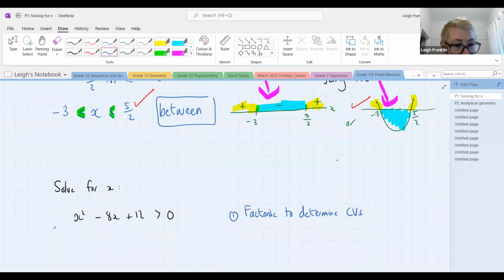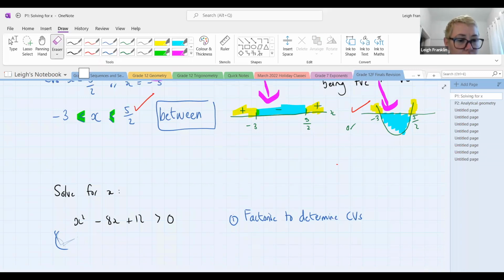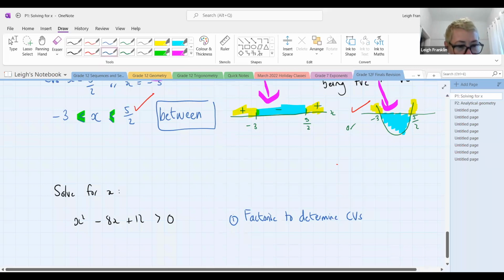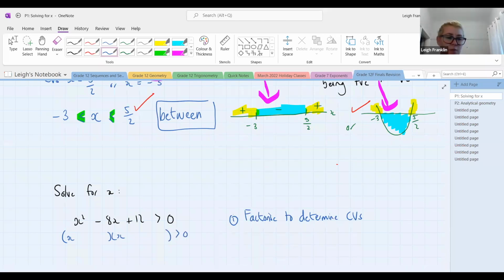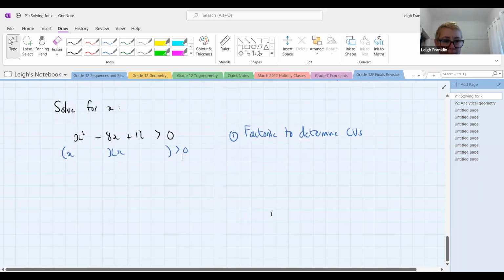Okay, let's rub that out and try that again. All right, so now we're going to factorize. So here we've got x, there we've got x, greater than 0. So which two numbers are we going to use in this case, Matrix? What would go into the brackets?